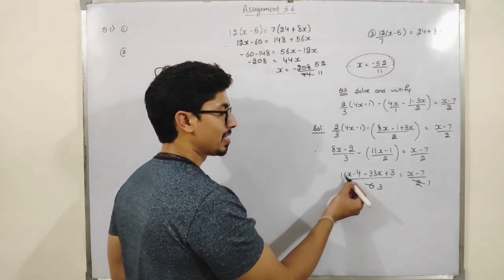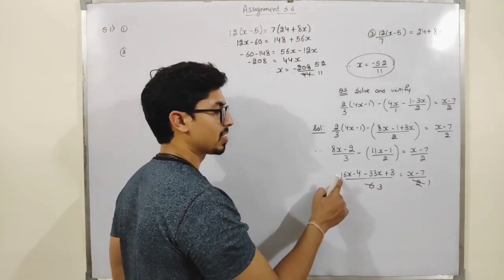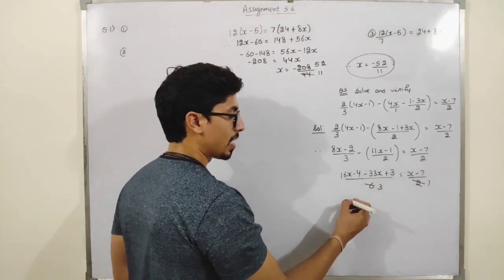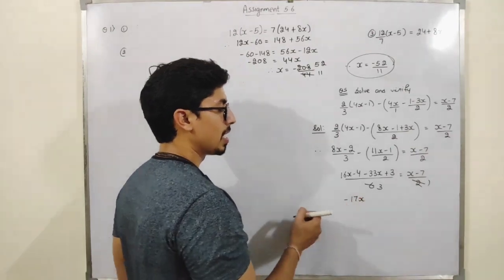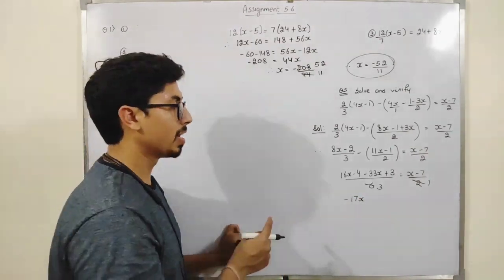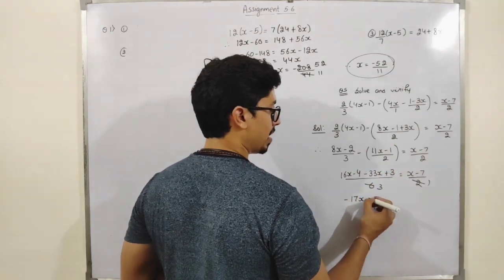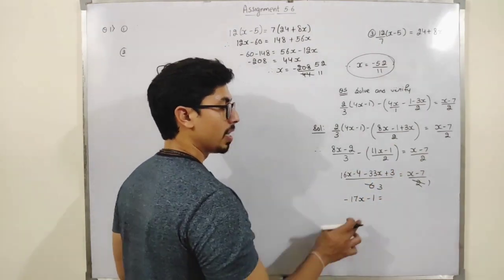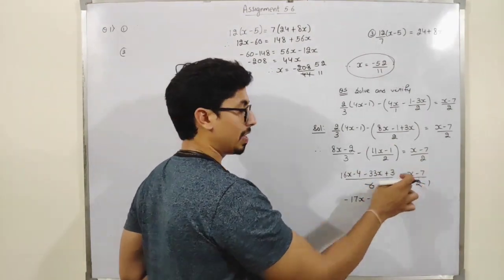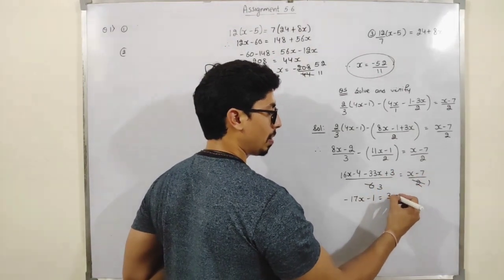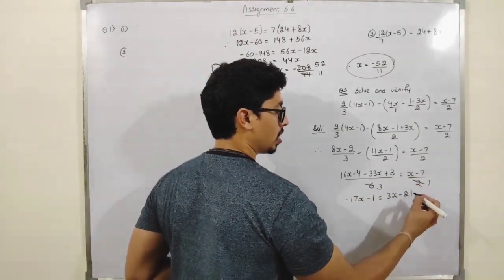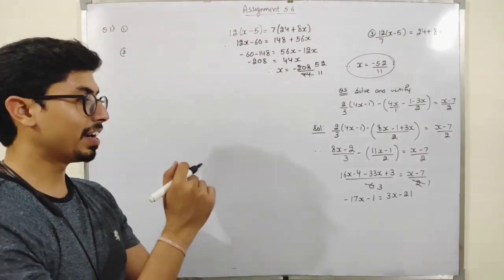Now see, 16x minus 33x, students, I can write it as minus 17x. Okay. Minus 4 plus 3. Minus 4 plus 3 is minus 1. 3 is in division, when it goes here, it will be in multiplication. So it will be 3x minus 21. Okay. I can write it like this.